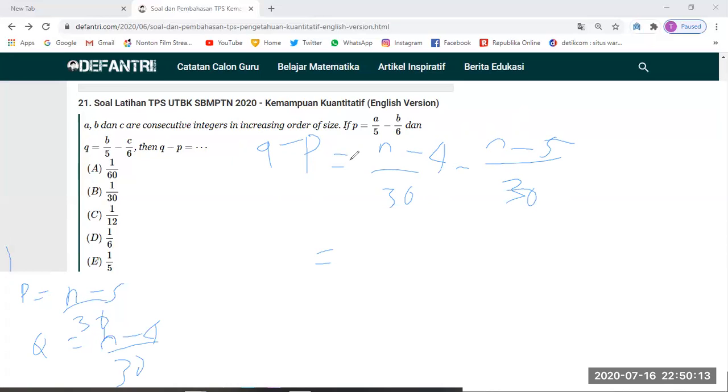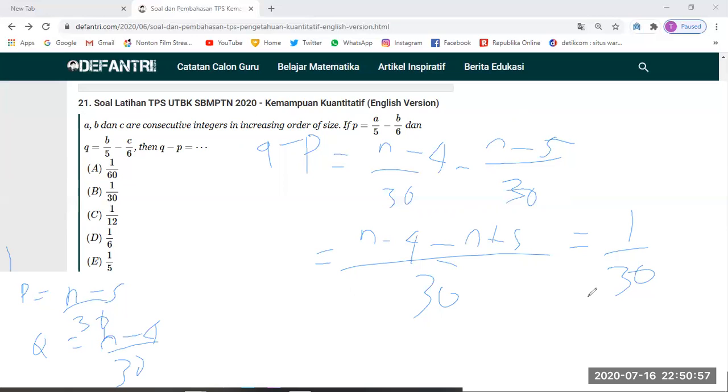So it can be written like this per 30. So n minus n is 0 and minus 4 plus 5, I mean minus 4 plus 5 is 1. So 1 divided by 30. And we don't have to make it into a decimal or something.